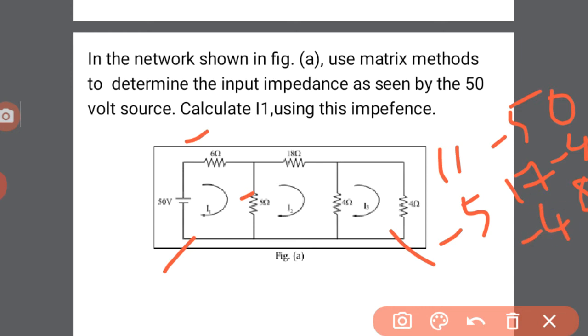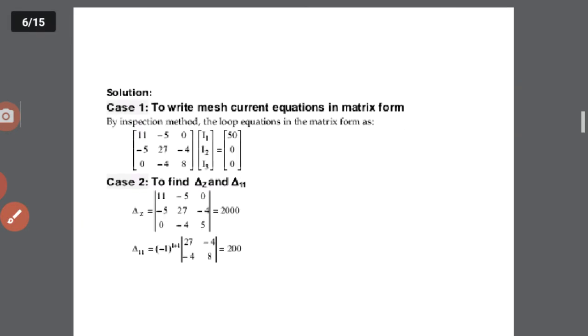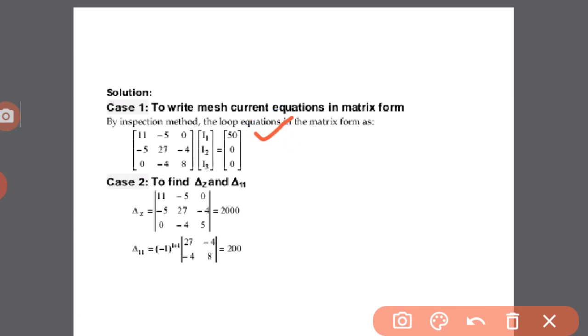There is no connection between the first loop and the third loop, so that is equal to 0. The matrix is 11, minus 5, 0; minus 5, 17, minus 4; 0, minus 4, and 8. This is our matrix representation. At the first loop we get the value of the voltage source, that is equal to 50. For the second and third loops there is no voltage source, so that will be indicated as 0.